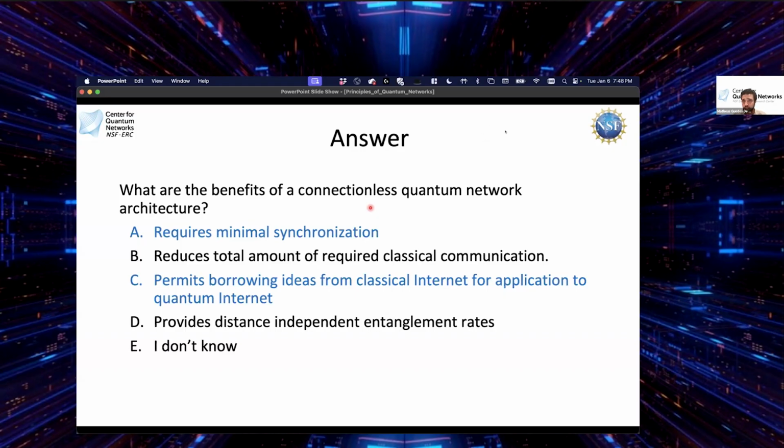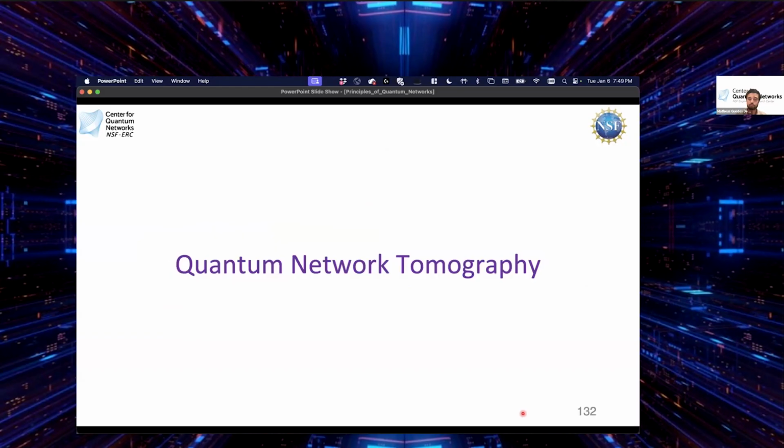And it does reduce the amount of required classical communication, but really the minimal, when we compare that with utilizing, let's say, a swap ASAP approach or nested swap scheduling, we really do minimize the synchronization that we need. We only do synchronization for link level entanglement generation.